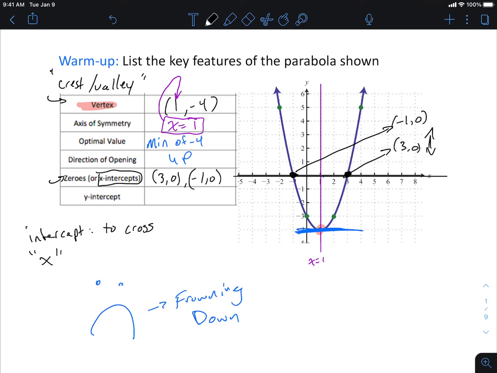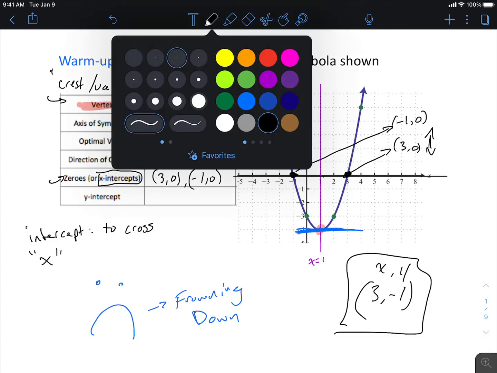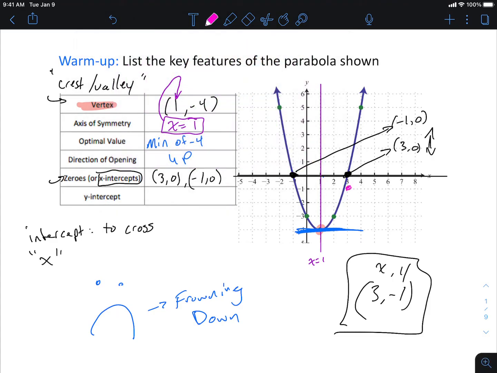Here's the other thing kids like to do, which I saw in the grade 10 academic. Okay? Kids like to do this. That's not 2 points, that's 1 point. That's not even close to where we're talking about. Well, I suppose it's close to one of them. But the 3, -1 is right here. That's 1 point. I need 2 zeros, it's plural. Okay? So don't do this either. You need 2 separate points when you write them in here.